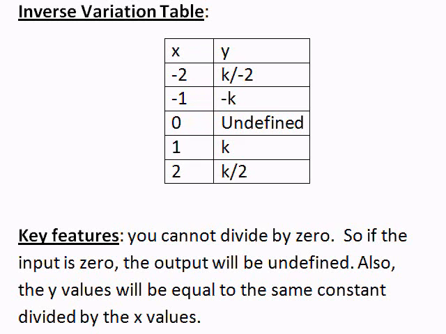As a table, inverse variation, you'll notice that the 0 is undefined. That's because you cannot divide by 0. So if the input is 0, the output will be undefined. Also, the y values will be equal to the same constant divided by the x values. Notice every y value is equal to k, our constant, divided by some number. Negative k is because we took k and divided it by -1. Positive k is because we took k and divided it by +1.